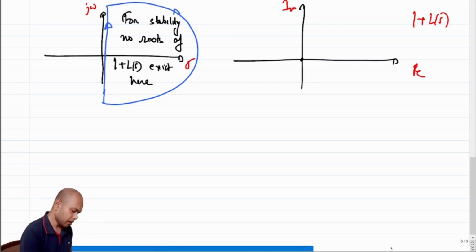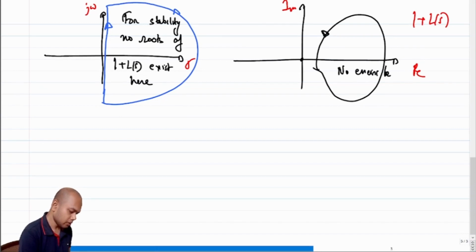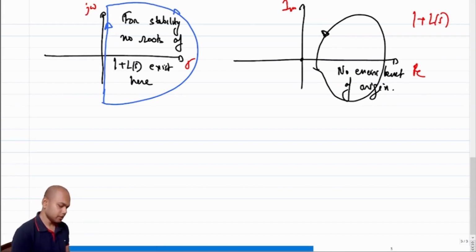So maybe I'll be doing something like this. It will do some funny structure, we'll have some funny contour. So if no pole exists, then no encirclement of origin. Okay. So by looking at the plots, we should be able to figure out whether we actually have a closed loop pole on the right hand side or not.